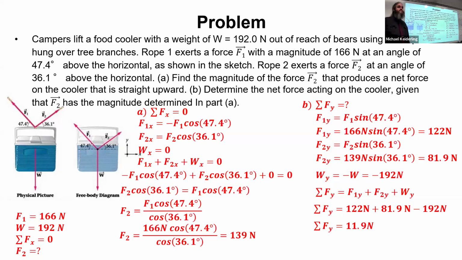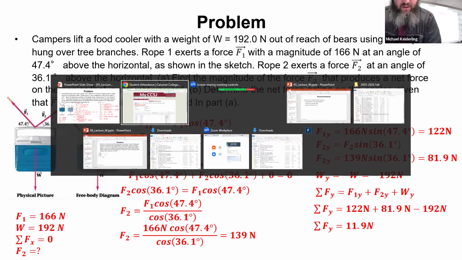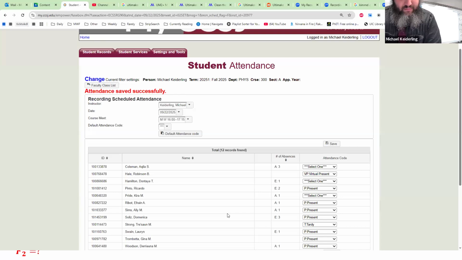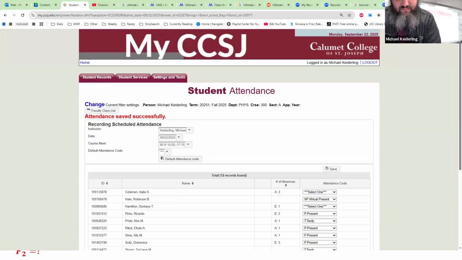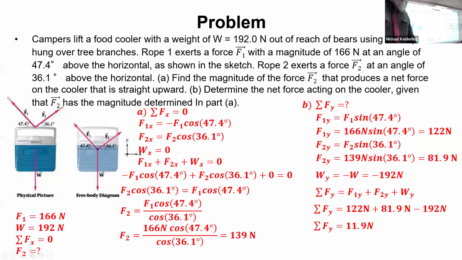Any questions? You can see here we started with the x direction because we knew something about the x direction, and then we moved on to the y direction.